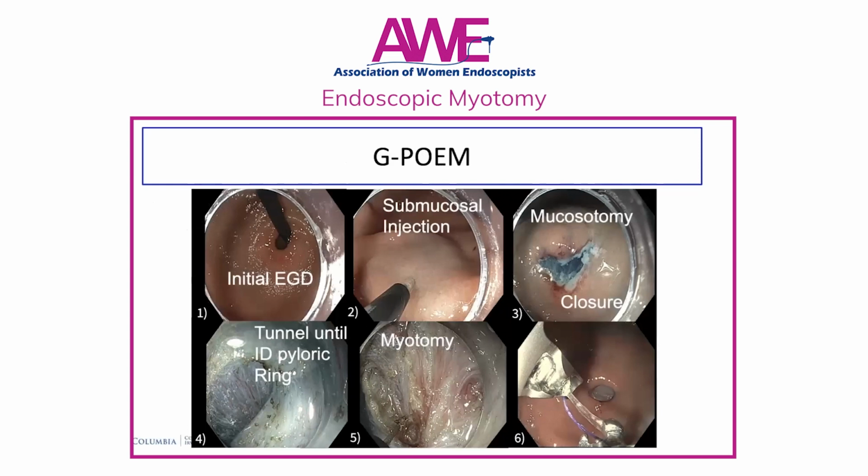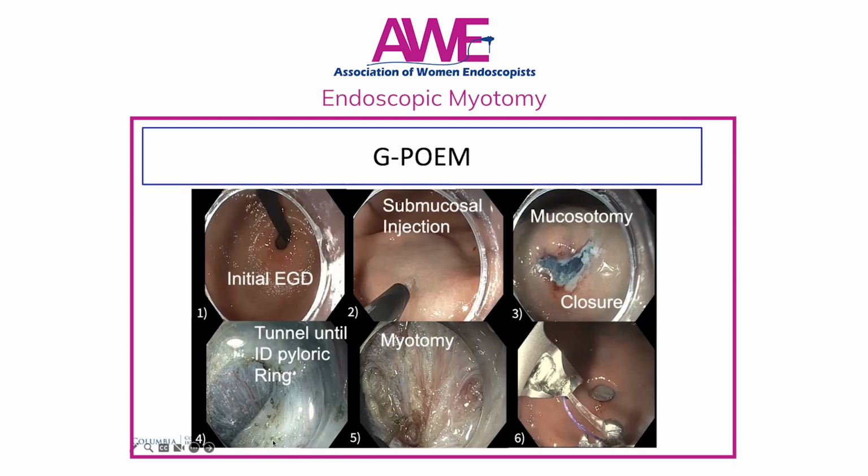Again, the same 4 steps are observed with G-POEM, but with slight modification because of the anatomical location. So, for example, the injection and mucosotomy is performed not more than 5 centimeters from the pylorus. The mucosotomy is most commonly performed in a transverse fashion, although this for me is the same as an esophageal POEM, but for many people who do longitudinal, this is a slight difference. And then the landmarks are very different as well.